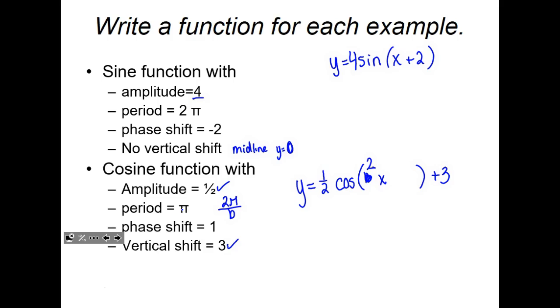Now, that gives me 2. I have to get a phase shift of 1, but I'm not just going to put a -1 here, because if I do, then that really gives me a phase shift of 1 over 2. So what number do I need there instead? 2, right? 2 over 2 would give me 1. So my equation here would be y equals 1/2 cosine of 2x minus 2 plus 3. So you have to be a little more careful whenever you have those.